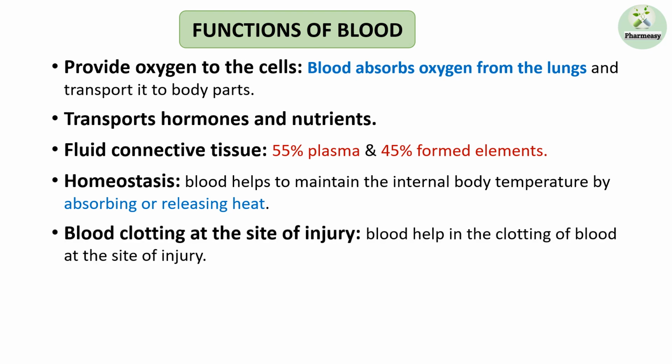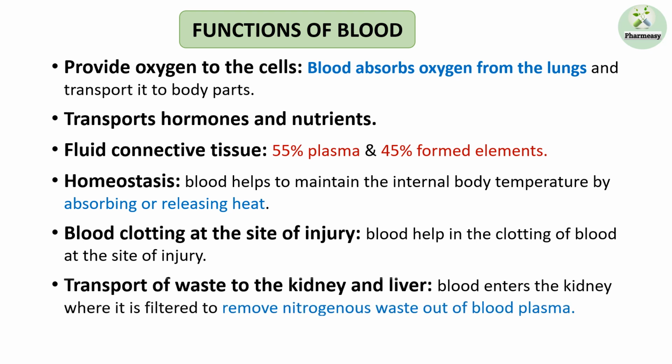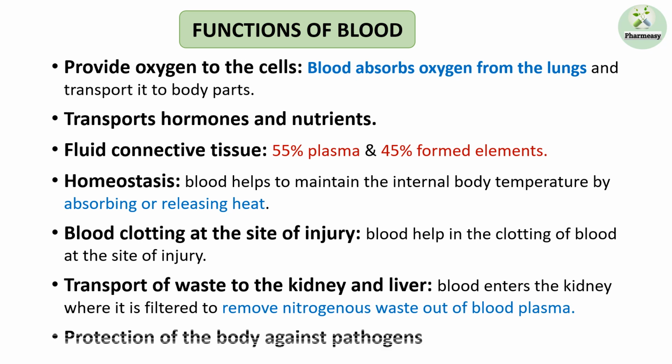Blood helps in the clotting of blood at the site of injury as it releases blood clotting factor. Blood transports the waste to the kidney and liver. As blood enters the kidney, it is filtered to remove nitrogenous waste out of blood plasma. Blood also provides protection of body against pathogens. And pathogens are the disease-causing organisms.